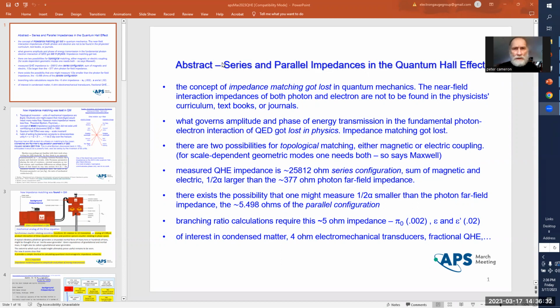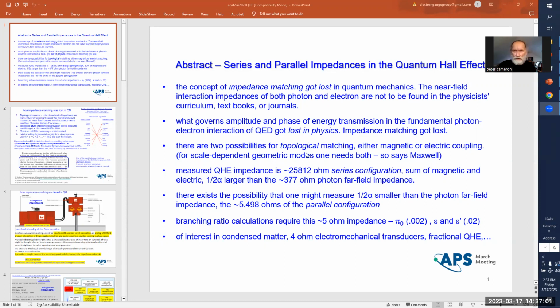Okay, so this is sort of a summary of the abstract broken down into bullet points. We're looking at series and parallel impedances in the quantum Hall effect. The concept of impedance matching got lost in quantum mechanics. You don't find the near field interaction impedances in the curriculum, the textbooks, or the journals. And this is important because this is what governs amplitude and phase of energy transmission.